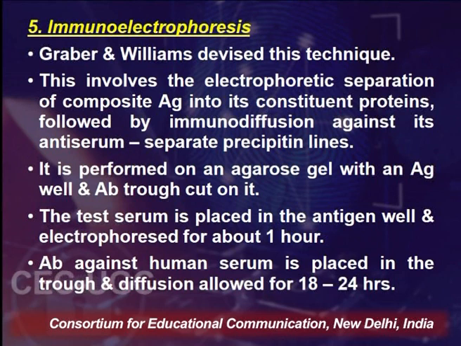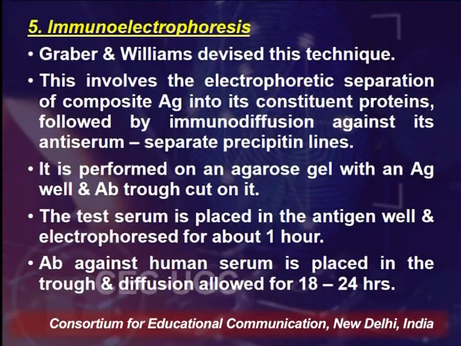As the name suggests, this technique is a combination of immunochemical techniques as well as electrophoresis technique. In electrophoresis, we use an apparatus where we have buffers, an agar gel and a current to support our reaction. So, this is a combination of immunochemical technique plus electrophoresis technique where we will apply the outside current for the reaction to happen. Grabar and Williams were the scientists who developed the technique of immunoelectrophoresis. As the name suggests, it involves the electrophoretic separation of composite antigen into its constituent proteins, followed by immunodiffusion against its antisera, which will show separate precipitin lines.